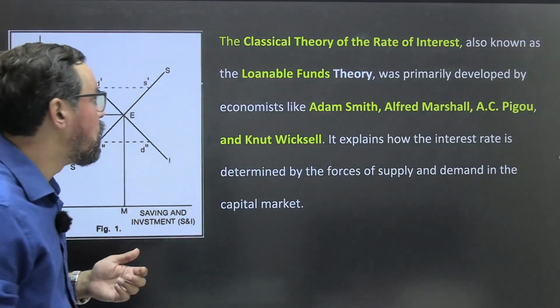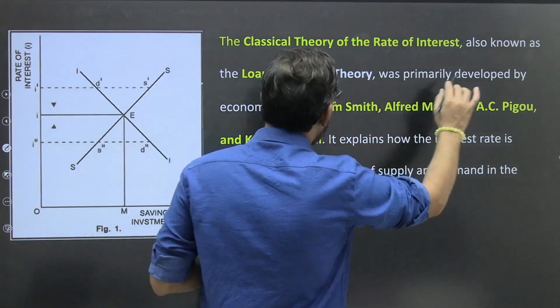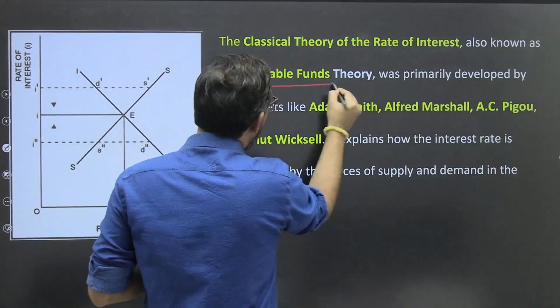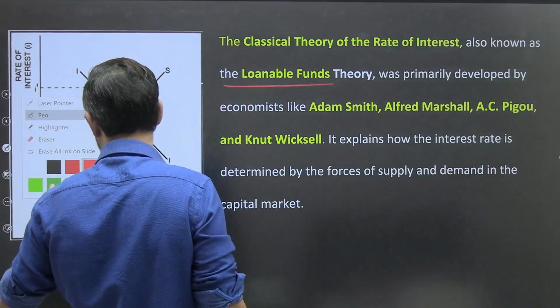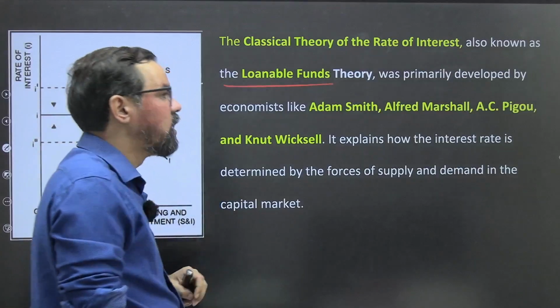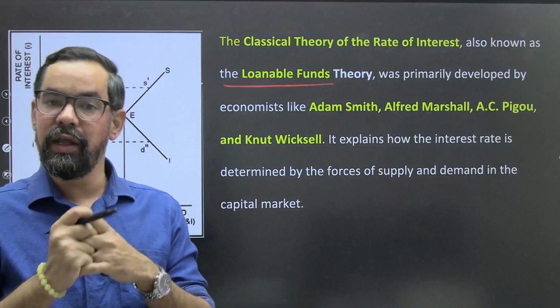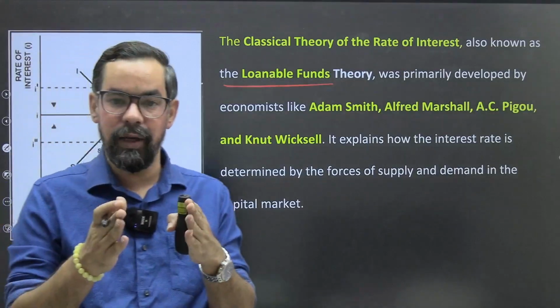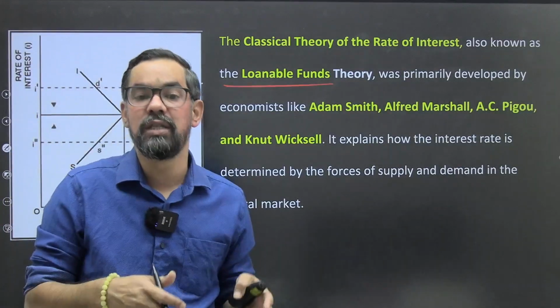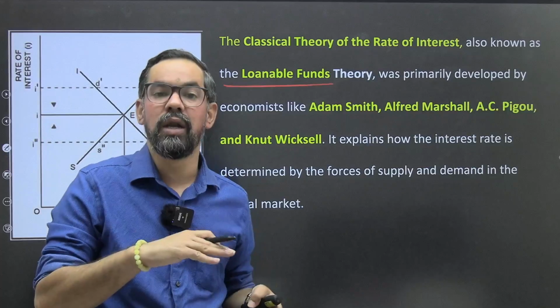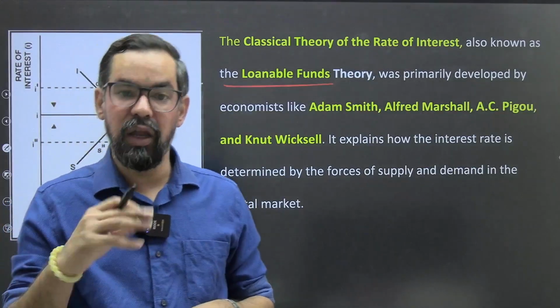The classical theory of rate of interest is also known as the loanable funds theory. Basically, how do we decide the interest rate in the market? To decide the interest rate, we have two major aspects. One is savings, and another one is investments, right?